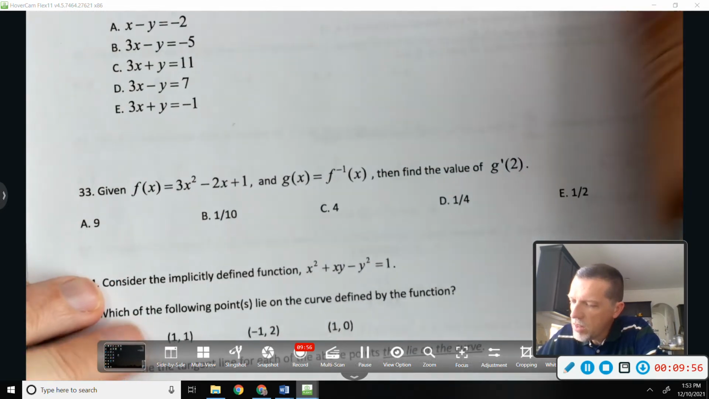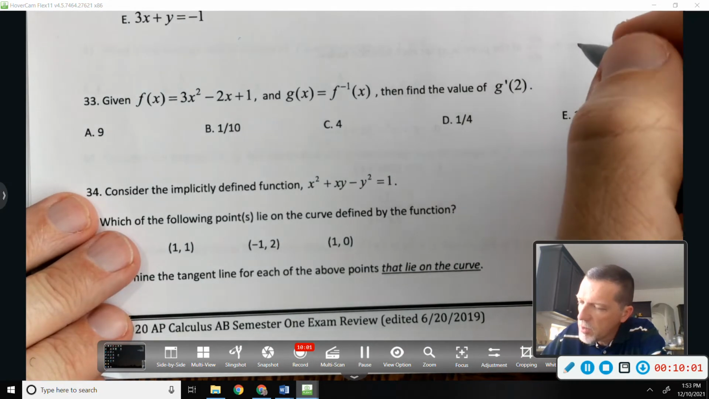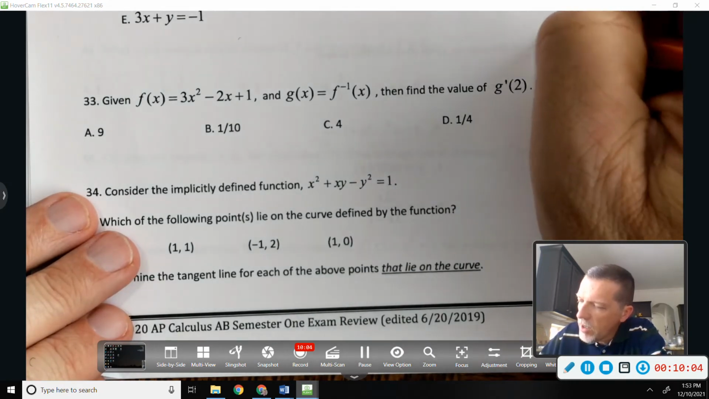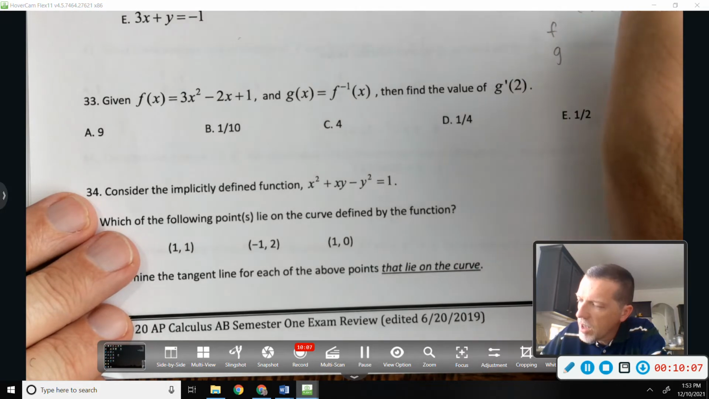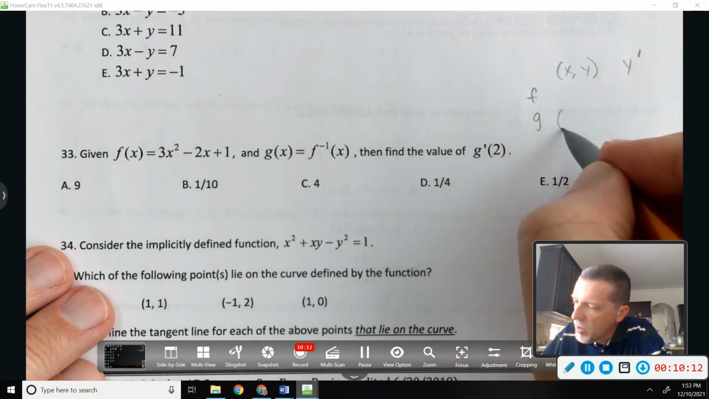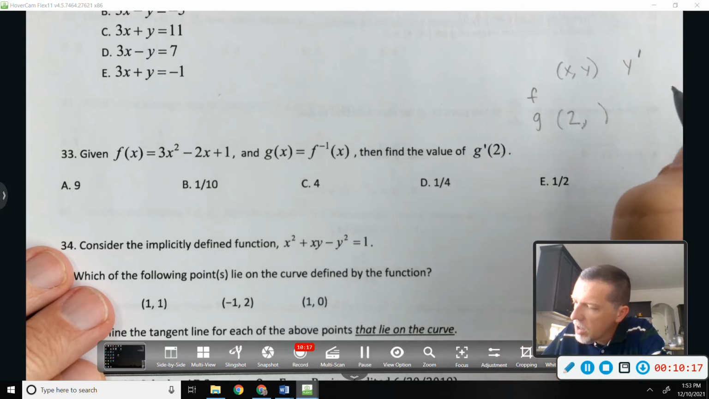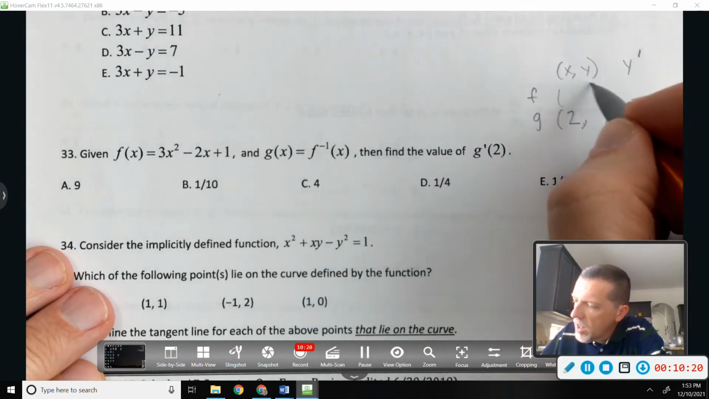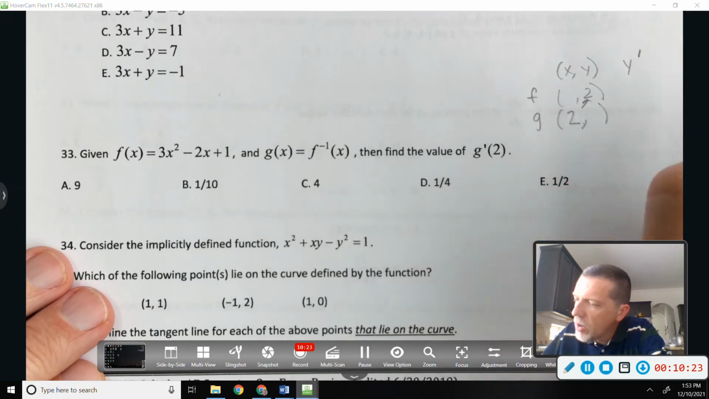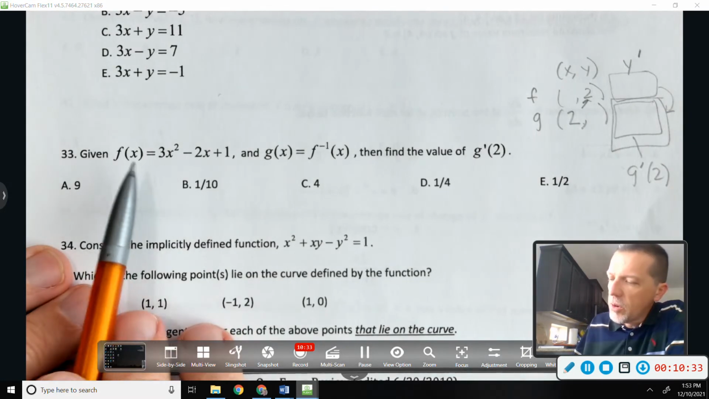(32) looks easy. 33. Oh, inverses, inverses, inverses. So f and g are inverses, x and y, y prime. So we want the value of g prime at 2. So that means that x is at 2. That means the y value for f is 2. And if we can get that derivative, we'll just flip it over to get what we're really looking for, this answer, g prime of 2. So I need to know where the function is equal to 2.